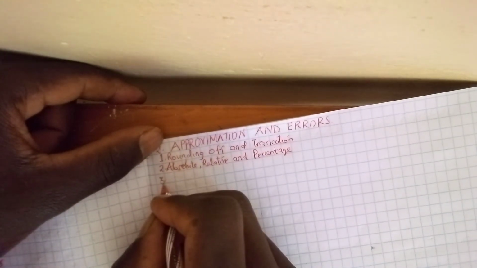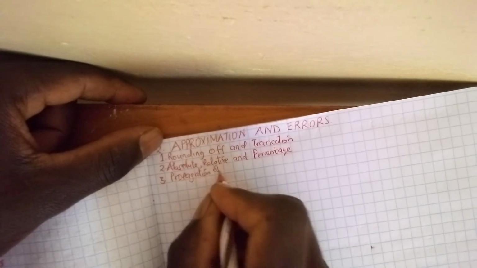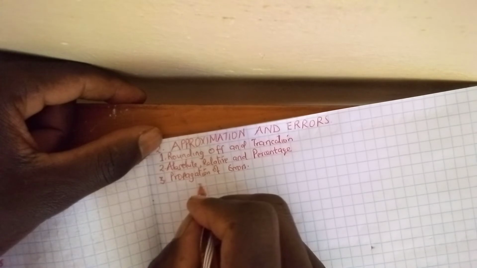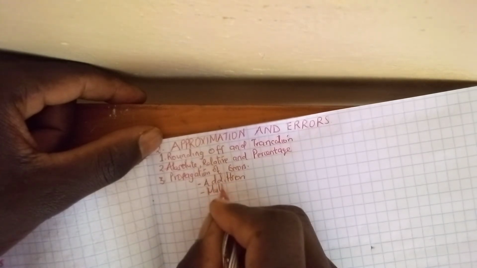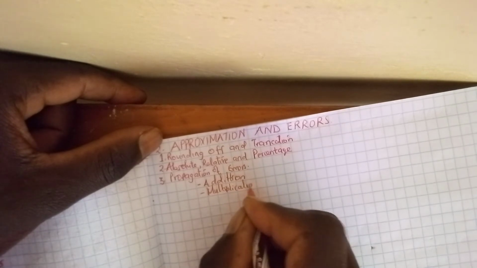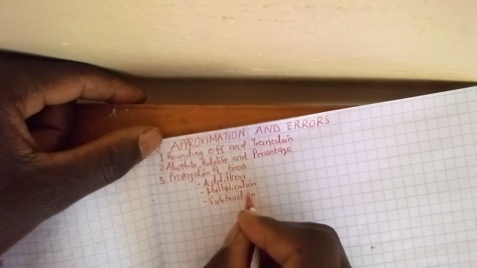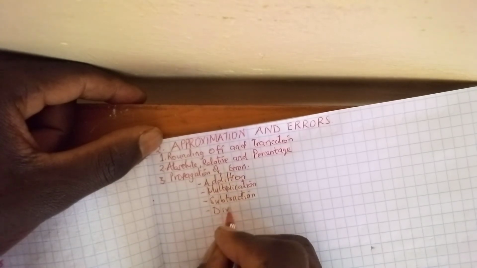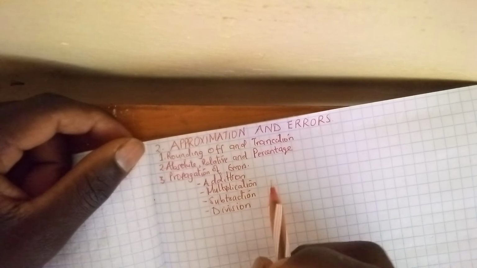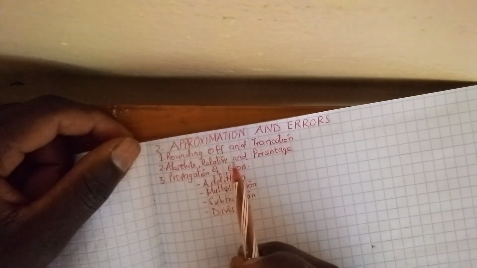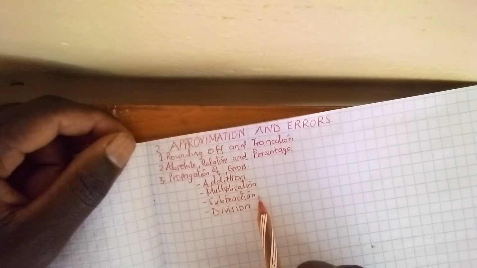Then number 3, we will look at propagation of errors. And in propagation of errors, we will start with addition. And number 2, we will have multiplication. That is propagation of errors when you multiply digit. Number 3, we will have subtraction. So propagation of errors when you subtract. And last, we will have division. That is in propagation of errors. So this topic will majorly concern rounding off and truncation, absolute, relative, and percentage error. Then we will have propagation of errors in addition, multiplication, subtraction, and division.